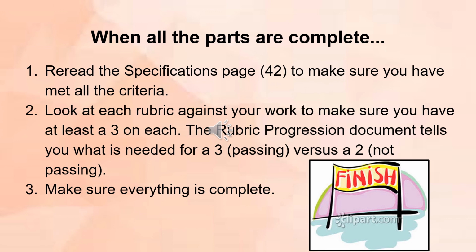Finally, when all of these parts are complete, you want to make sure you just reread the specifications page to make sure you've met all of the criteria that's in your handbook. You want to make sure that you look at each of the rubrics for this task to make sure that your work looks like a level 3, at least, a level 4 even better. And the rubric progression guide can help you with this. That's on your Blackboard course as well.